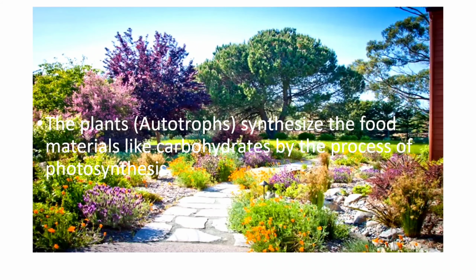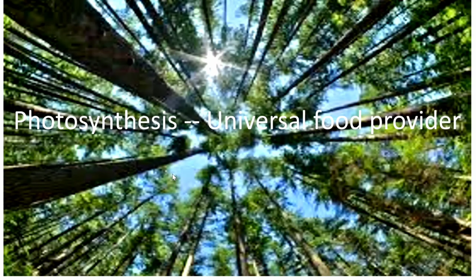Green plants synthesize food materials like carbohydrates by the process of photosynthesis. This process, photosynthesis, is known as the universal food provider. By photosynthesis, plants get their food materials. The majority of heterotrophs depend on plants for their food. Hence, photosynthesis is the universal food provider.